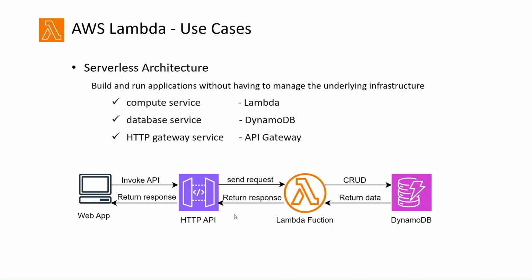API and the API gateway routes the request to Lambda function and the Lambda function interacts with DynamoDB for the CRUD actions and DynamoDB returns the data to Lambda, and in turn, Lambda returns the response to API gateway, and finally, the API gateway returns the response to the client application.